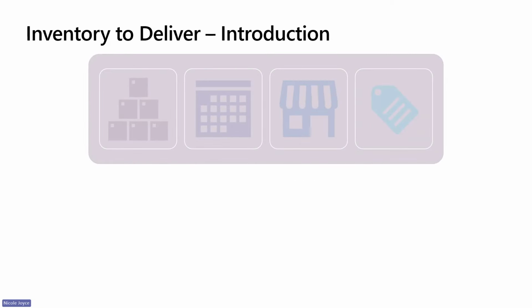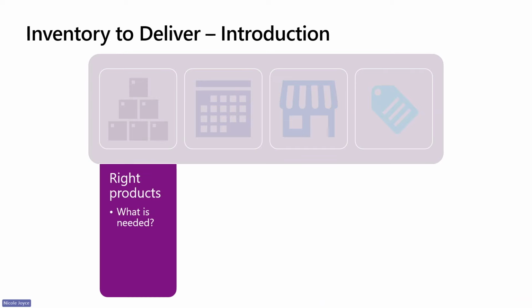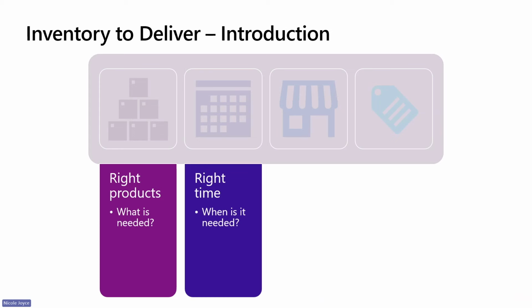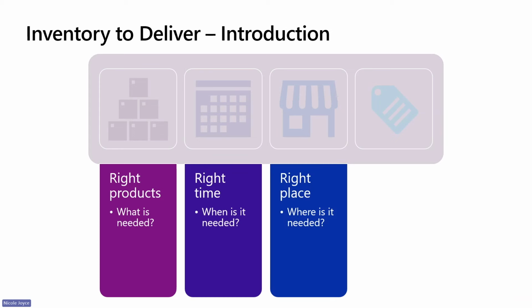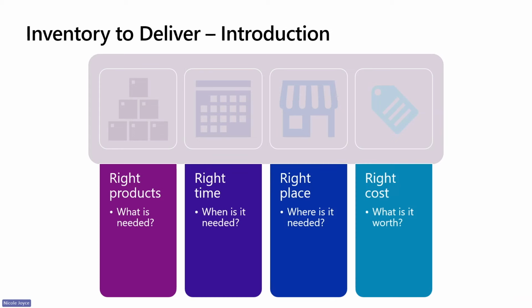Okay, so establishing a good inventory to deliver process is critical for any organization that wants to efficiently manage its supply chain operations and meet their customer demands. Effective inventory management helps ensure that the right products are available at the right time, in the right place, and at the right cost. So this is really what we're focused on for an efficient inventory to deliver end-to-end process.